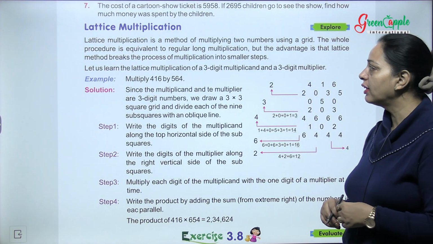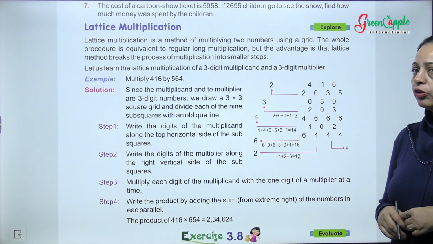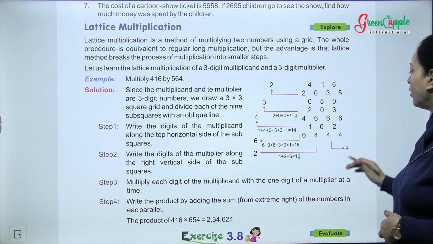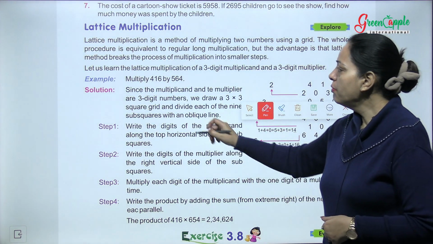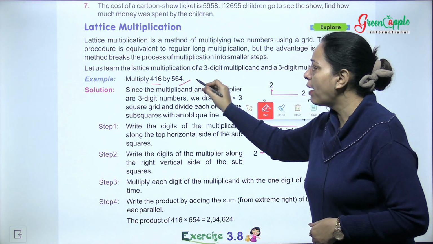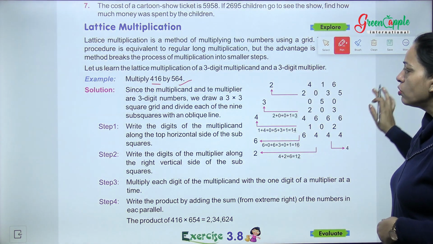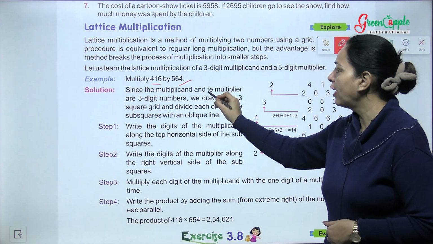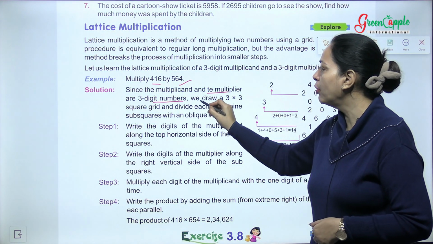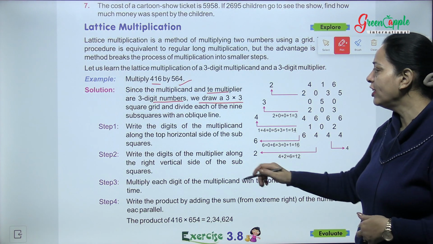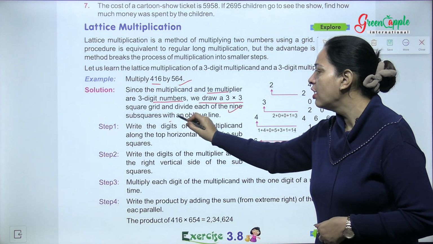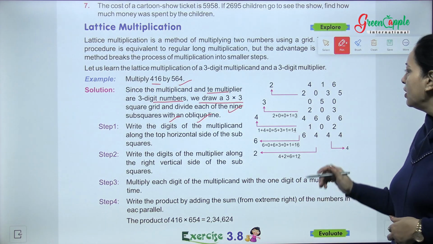So let us learn the lattice multiplication of a three-digit multiplicand and a three-digit multiplier. See the example, multiply 416 by 564. Since the multiplicand and the multiplier are three-digit numbers, we draw a 3 into 3 square grid and divide each of the 9 sub-squares with an oblique line.